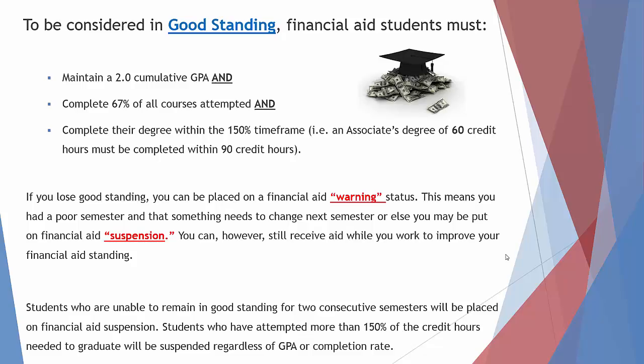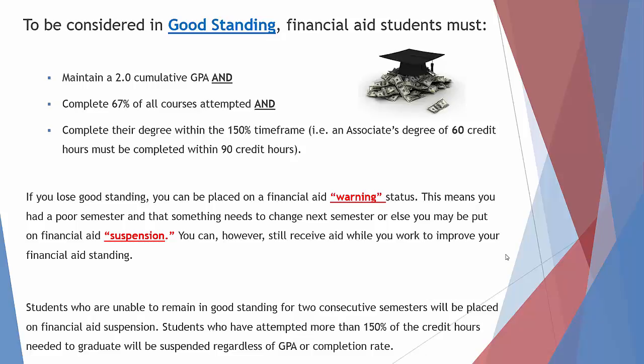To be considered in good standing, financial aid students must maintain a 2.0 cumulative grade point average and complete 67% of all courses attempted and complete the degree within 150% time frame. For example, an associate's degree of 60 credit hours must be completed within 90 credit hours. If you lose good standing, you can be placed on a financial aid warning status. This means you had a poor semester and that something needs to change next semester, or else you may be put on financial aid suspension.